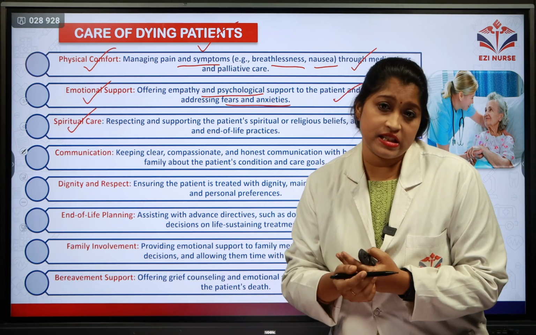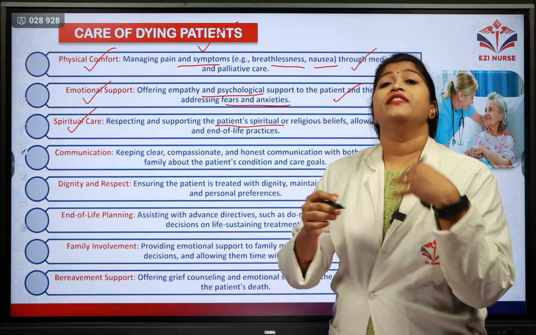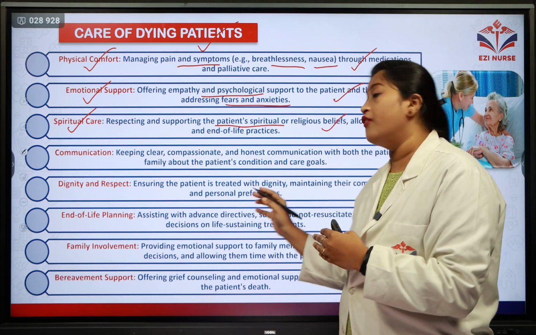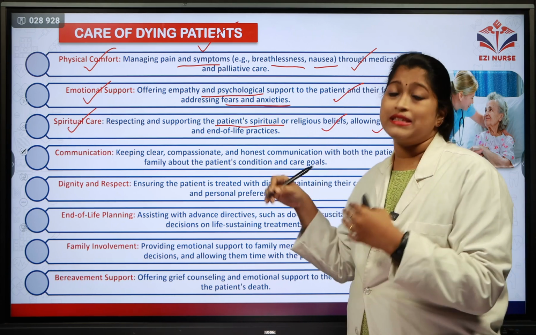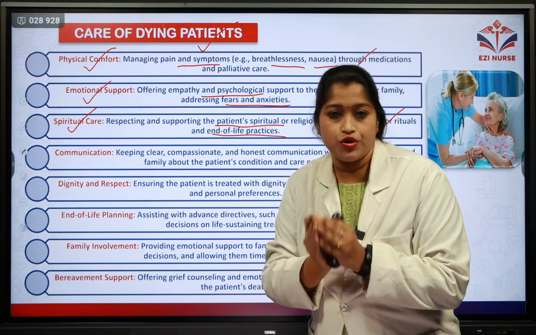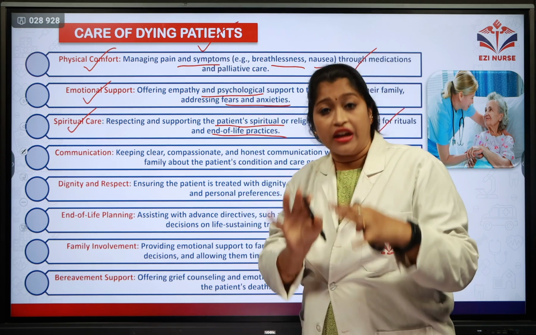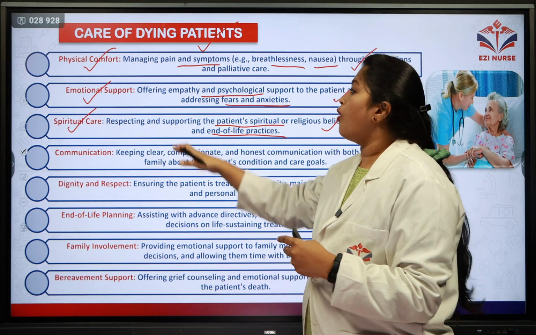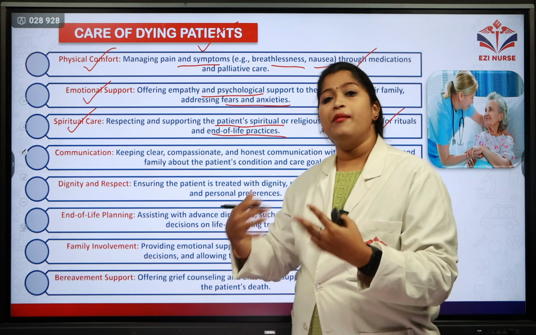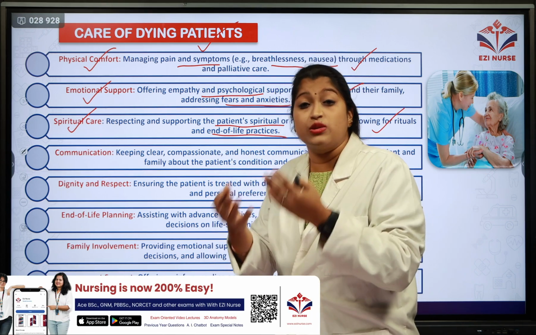You need to respect and support the patient's spiritual or religious beliefs, and allow him to do all his rituals and end of life practices if he wants to, because you are giving care to him almost at the time of his death. So you should allow all his spiritual as well as religious beliefs, and allow him to do all his religious activities if he wishes.